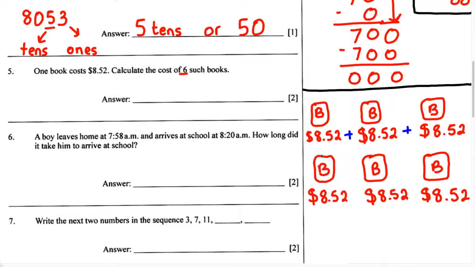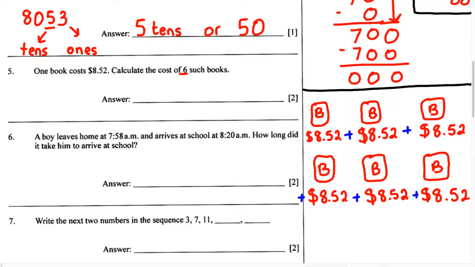And now you're going to add this as well. So we're going to say plus that $8.52 plus $8.52 plus $8.52. Now, when you add that, you're going to get your answer. But this is more so the long way.